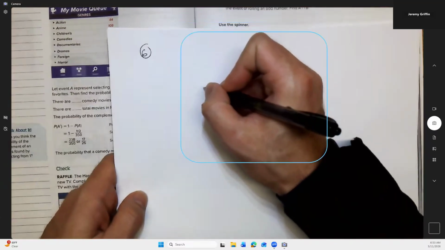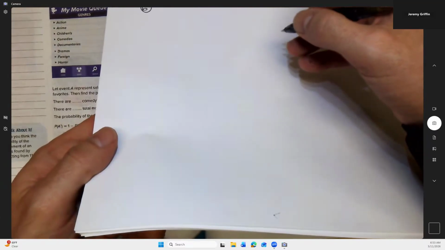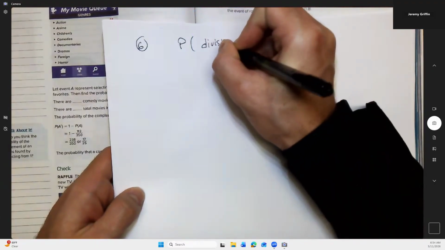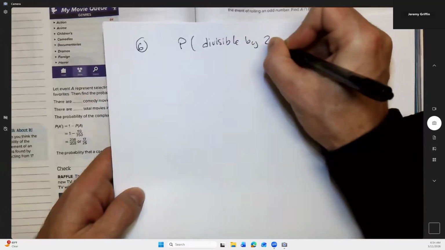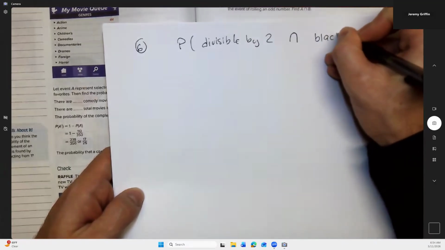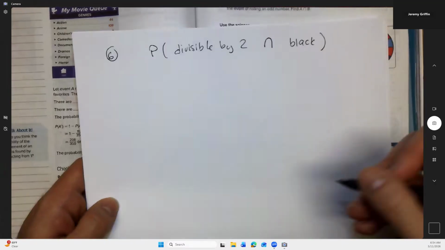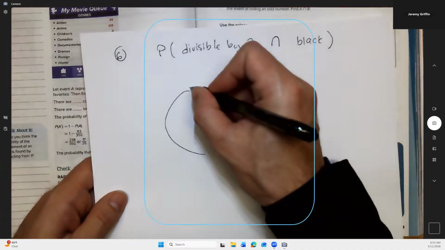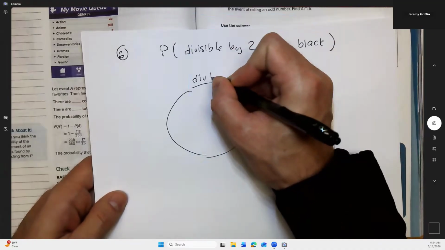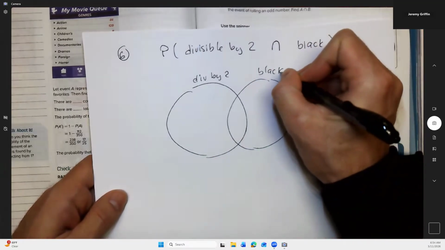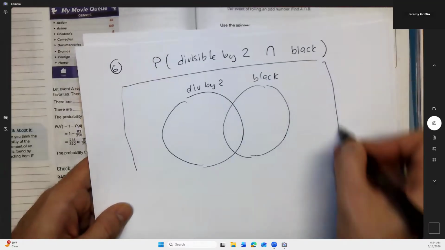So we're looking for the probability of divisible by two, intersection, a black card. Something like that. Here, I'll give you guys a picture. Divisible by two, black, and then there will be a wider universe of cards you could also draw from.